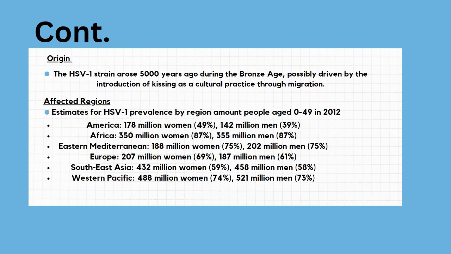For origin, the HSV1 strain arose around 5,000 years ago during the Bronze Age, possibly driven by the introduction of kissing as a cultural practice through migration.